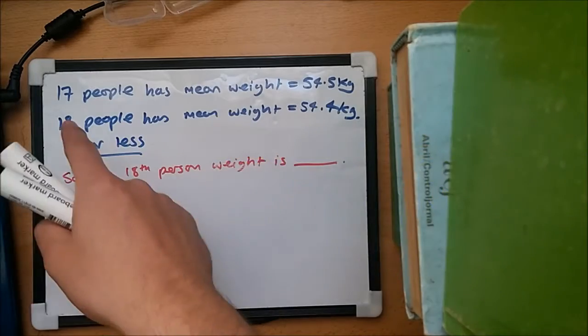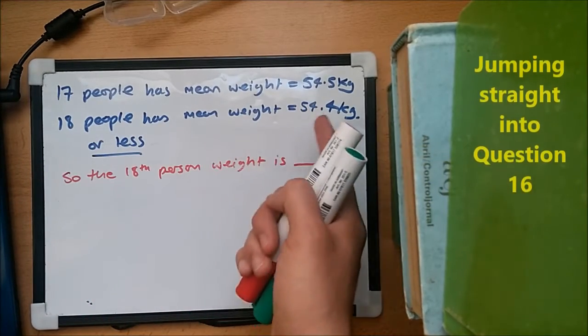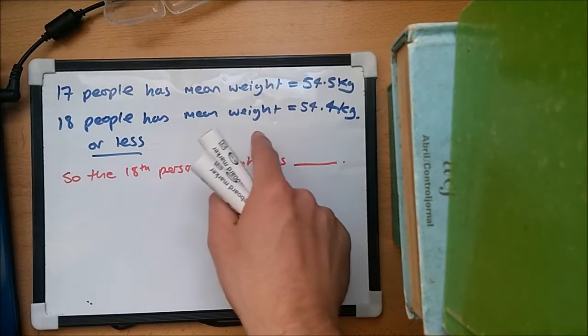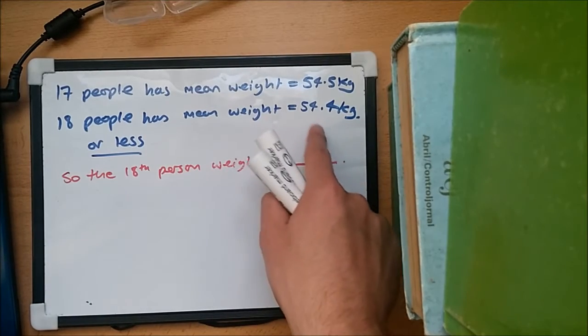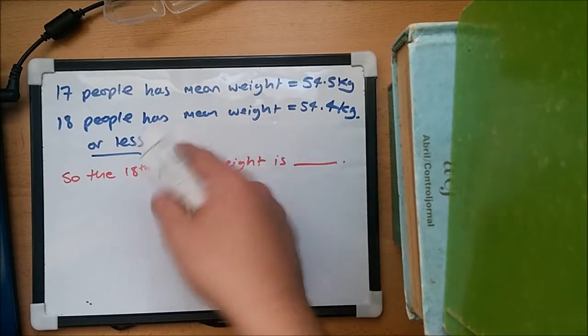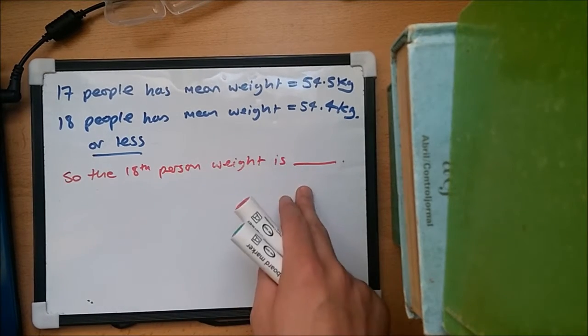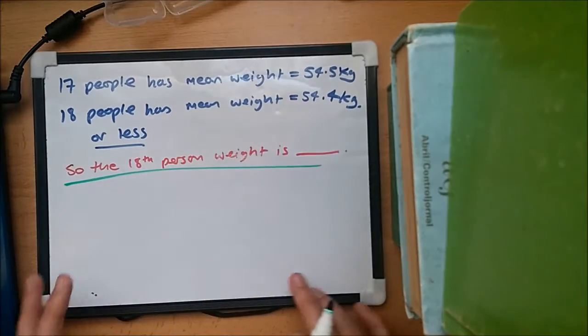Okay, so reading this information, we can see that 17 people have a mean weight of 54.5 kilograms, and 18 people have a mean weight of 54.4 kilograms or less. So it's reduced a bit by 0.1, or could be even lower. Let's try and find out what the 18th person's weight is. How do we do this? Well, let's model what we know.